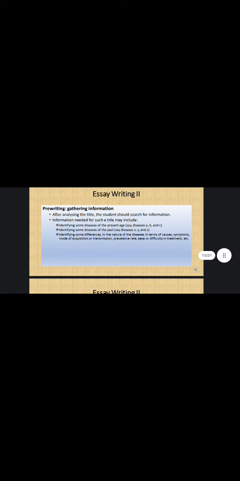So thirdly, identifying some differences in the nature of the diseases in terms of causes, symptoms, mode of acquisition, transmission, prevalence rate, and then the treatment. So now that you know the disease, how do you go about that? You analyze their mode of transmission, the symptoms, and the prevalence rate, and how you can treat it. So now you've come to know all these things.